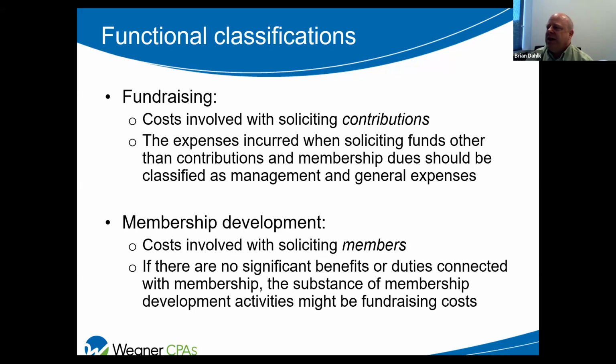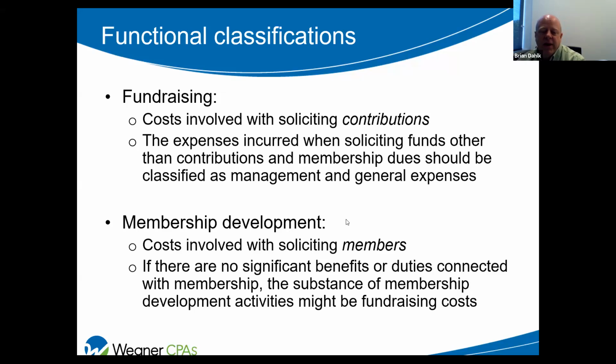The last two classifications are fundraising and membership development. And kind of at a high level, you can think of fundraising costs as those costs involved with soliciting contributions or soliciting money. And membership development costs are those costs incurred to solicit members. Most nonprofits do not have membership development costs. Those are fairly well geared towards some specific kinds of nonprofits, such as trade associations or unions.